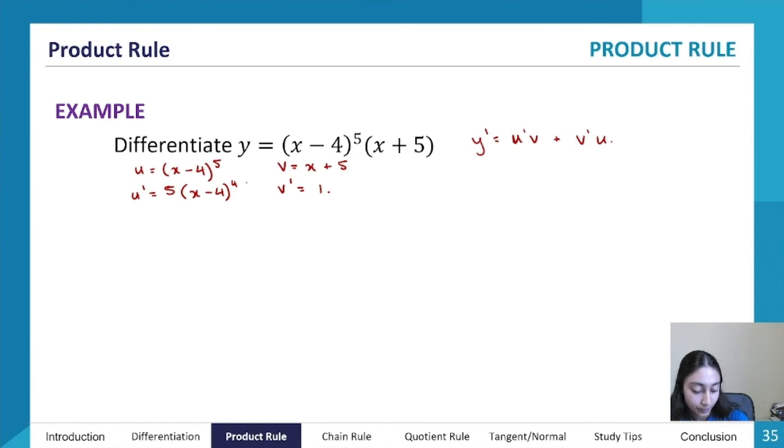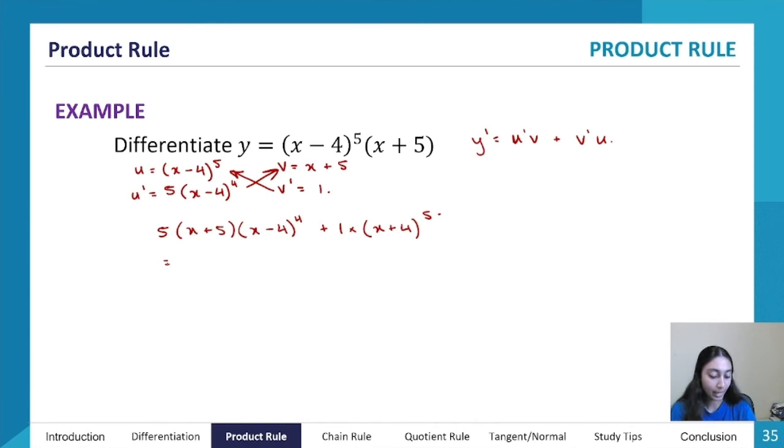Let's give this one a go. So it's going to start off with this cross. So it'll be 5, x plus 5, x minus 4 to the power of 4, plus this cross. So 1 times x plus 4 to the power of 5.